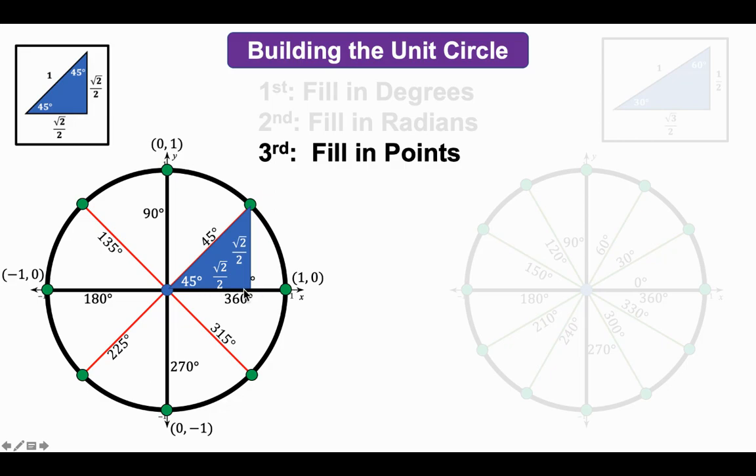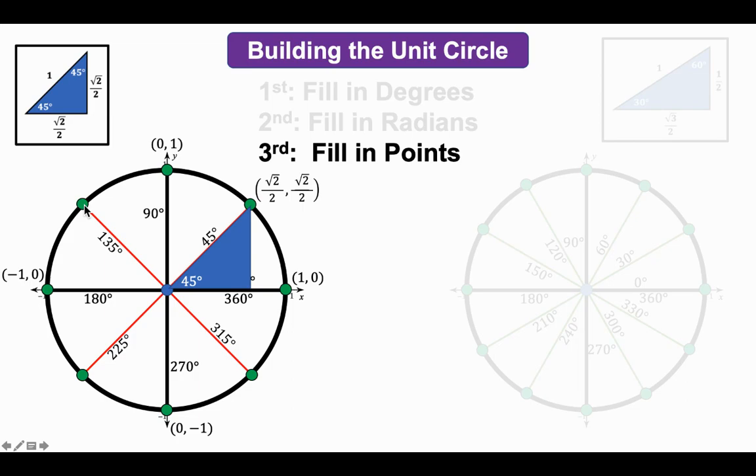Basically this leg right here is your x value. This leg is your y value. It turns out it doesn't really matter in this one because they're both the same size. So your 45, 45, 90 is just square root of 2 over 2 and square root of 2 over 2. So that's that, right? We already have that point. We've got to come to this point over here.